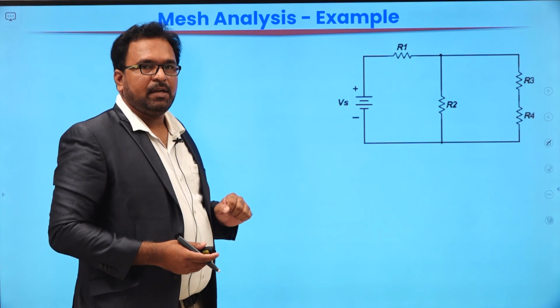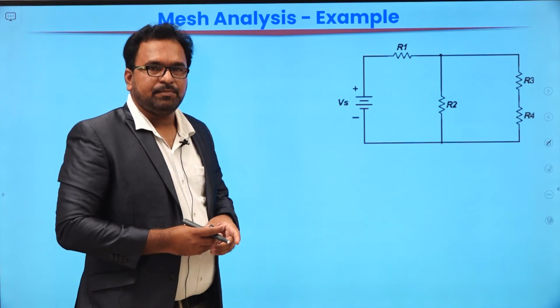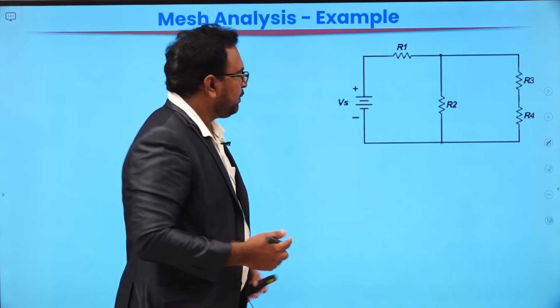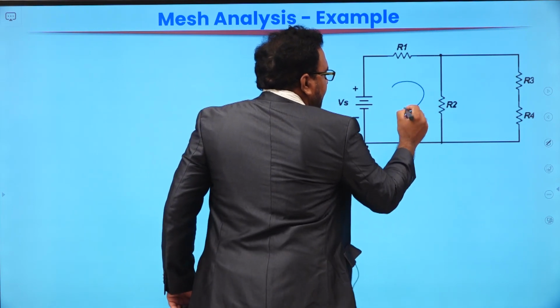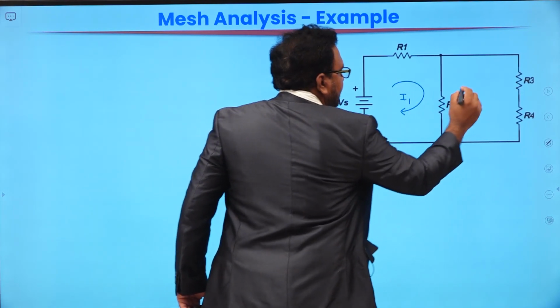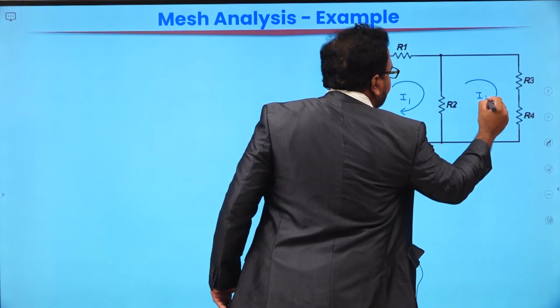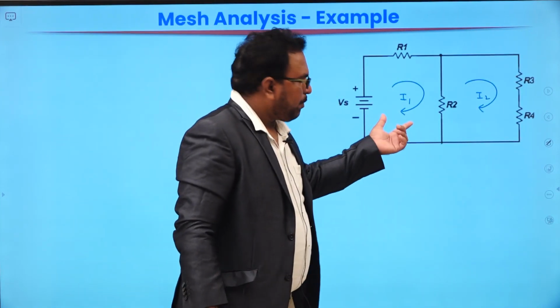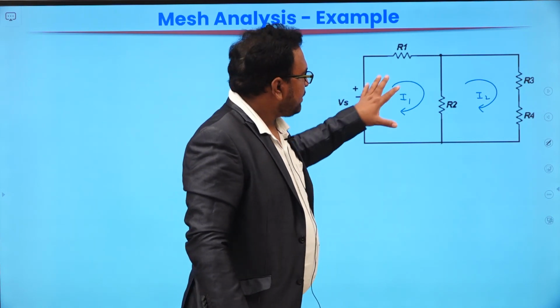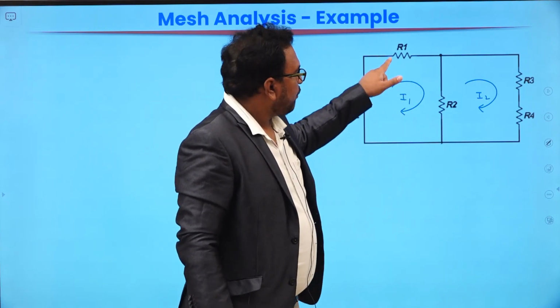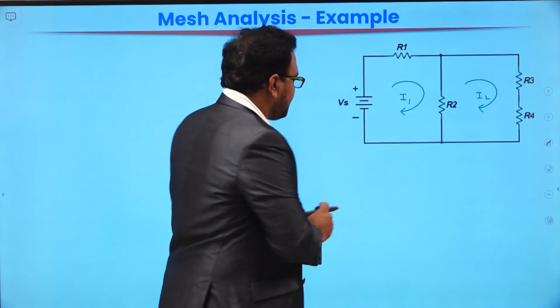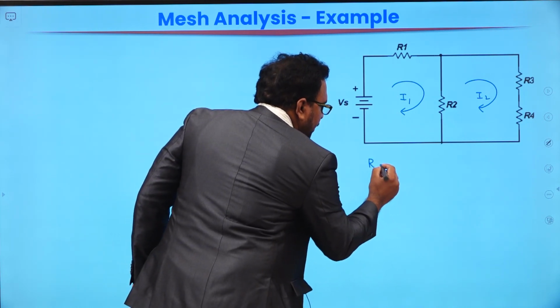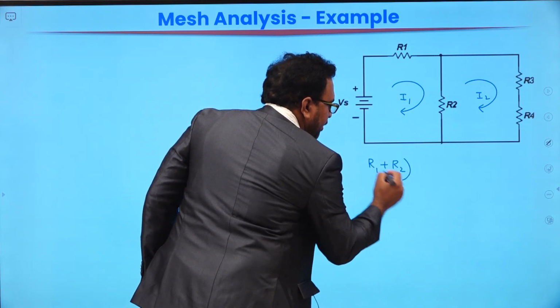Without applying KVL, we can still write the equations. Let us see how we can write the equations. There are two meshes here. Assume the directions as I1 and I2. Now, when you are going to apply KVL in mesh 1, what are the passive elements here? R1 and R2. In mesh 1, what is the total resistance? R1 and R2. Add those two resistances, R1 and R2.